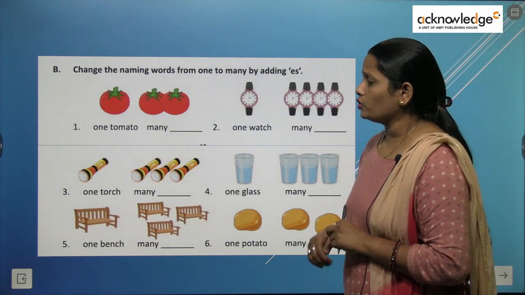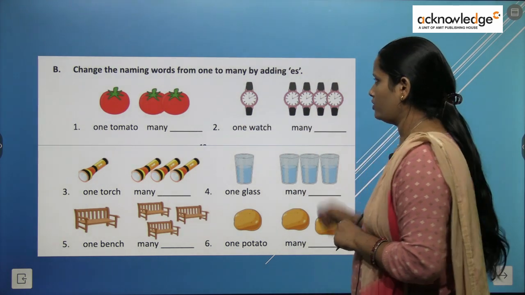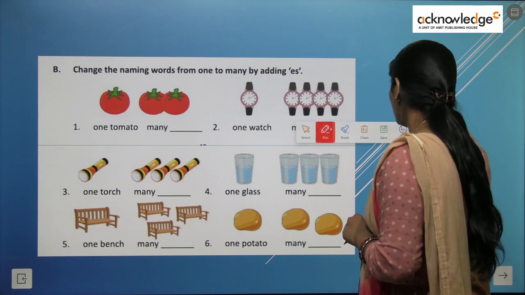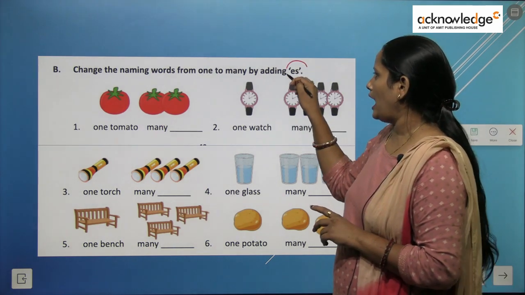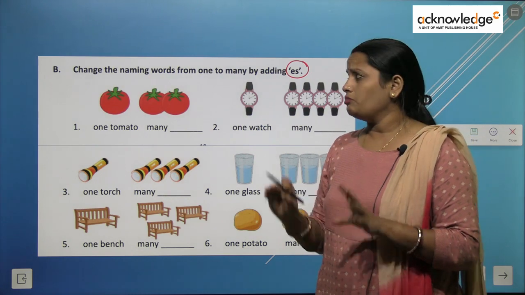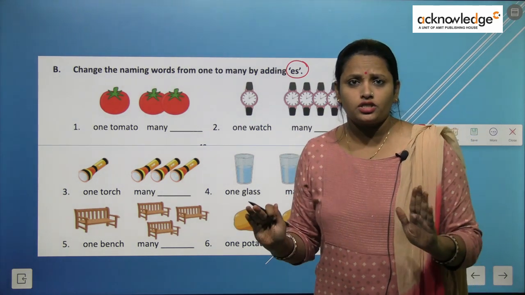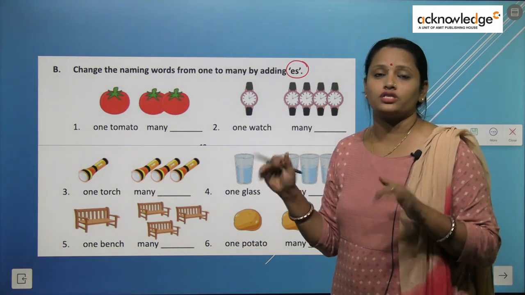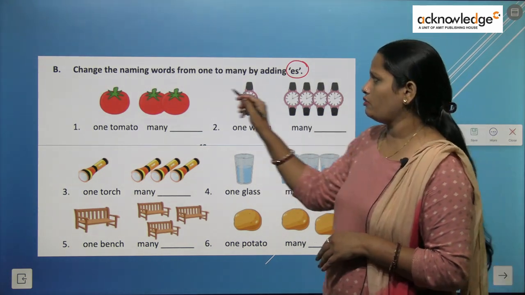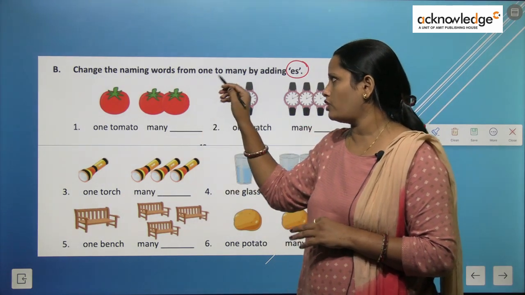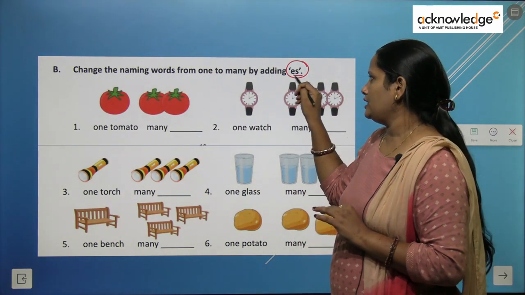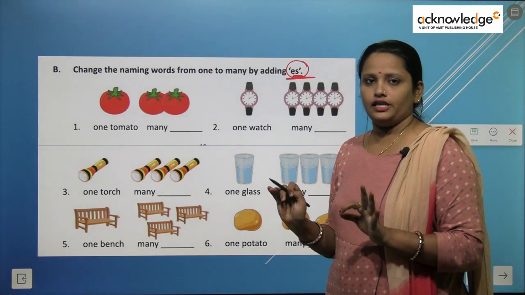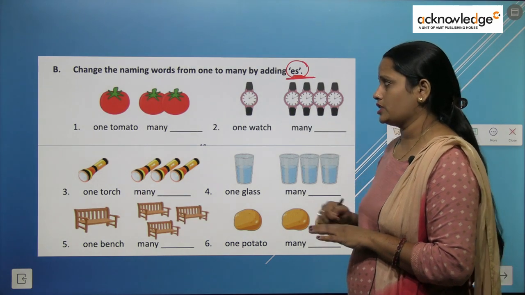Okay, what we have to do in this exercise, change the naming word from one to many using es. So in this exercise we have to add es. So, before attempting any question given in your book, you have to carefully read down the question, what the question is asking us. So, here what we have to do, we have to change the naming word from one to many by adding es. So, this part is important. We have to be very clear about what is written in our question.